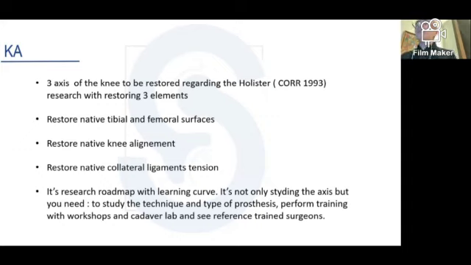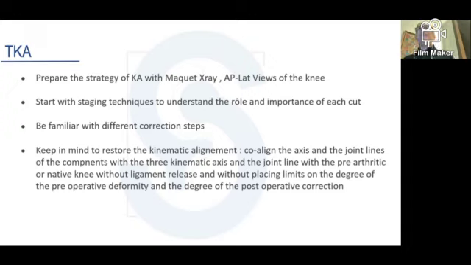It is not only studying the axis, but you need to study the technique, the type of procedures that you are using, perform training with workshops or maybe cadaver labs, and see reference trained surgeons to get trained to do your knee arthroplasty. Then we have to prepare a whole strategy for knee arthroplasty.